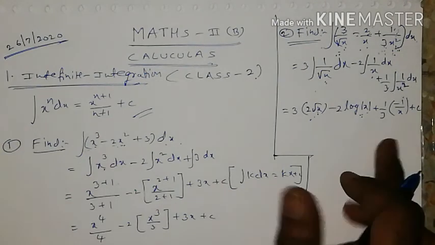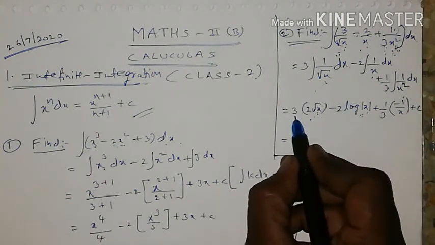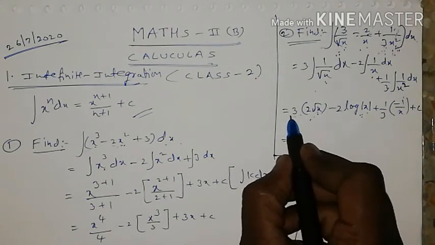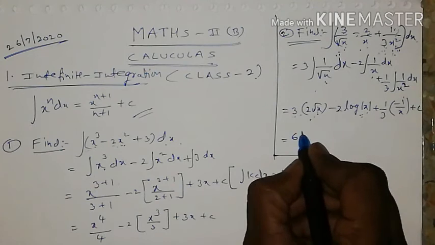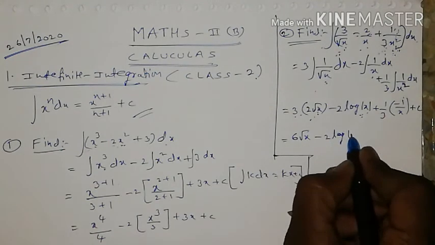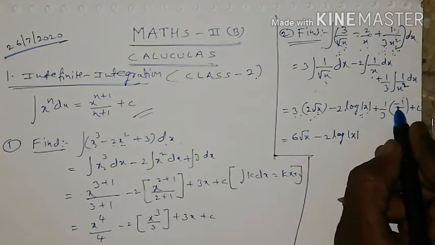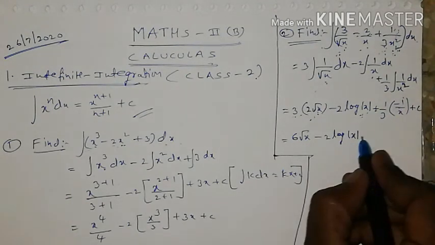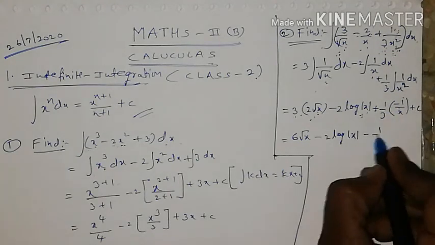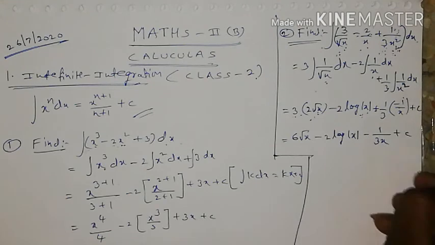Clear? Now simplify this one. How can we simplify? This whole bracket is multiplying with 3. So multiply 3 to 2. 3 2s are 6 root x, minus 2 into log mod x, plus into minus. Multiply signs. Plus into minus. Minus 1 1s are 1 by 3 into x, 3x over, plus c.